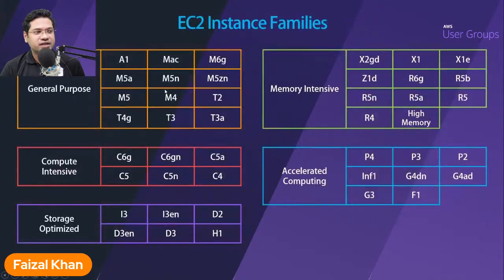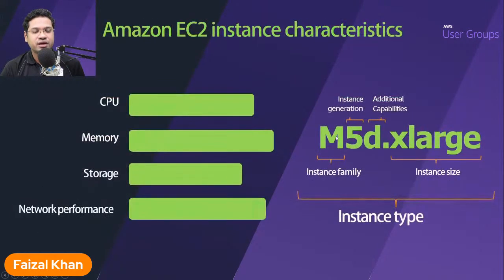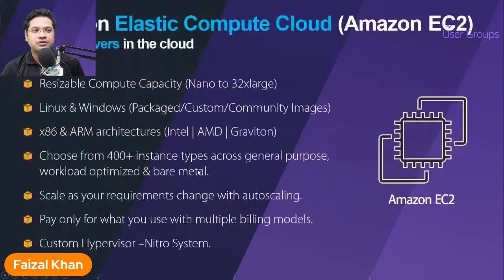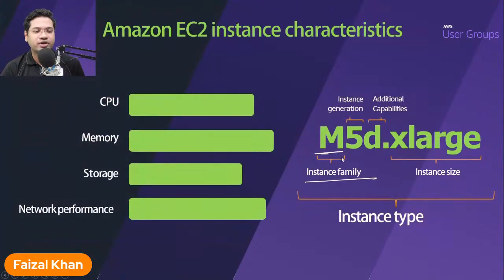So we saw all of these instance families, right? Let me describe how you look at an instance name and figure out what that instance actually is. The instance family comes from the first letter. Under compute intensive, you have all of the C series. Under memory intensive, you have X, Z, and R. Under general purpose, you have quite a few: A, M, and T. And for storage, you have I, D, and H. So this describes the instance family.